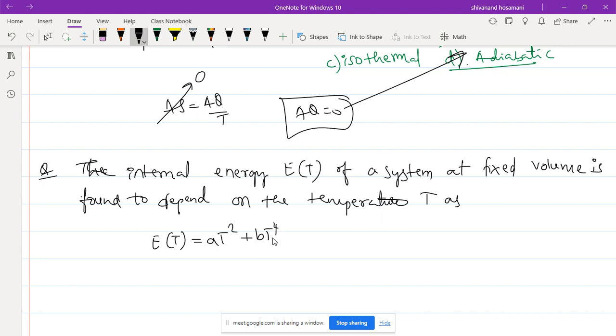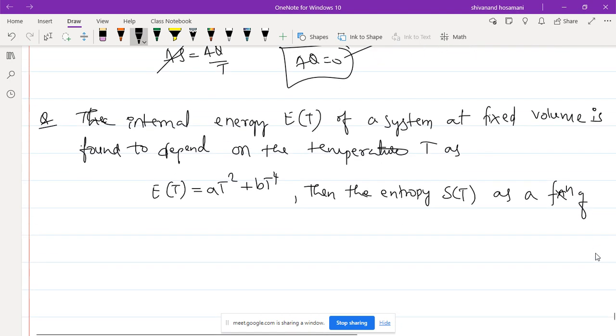The entropy S of T as a function of temperature. Can you give me the answer for this?